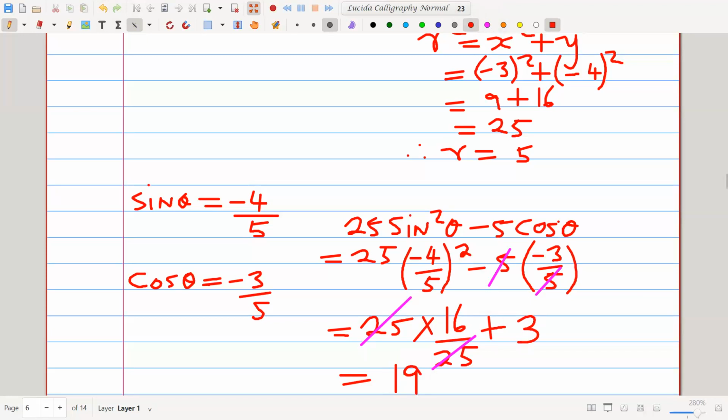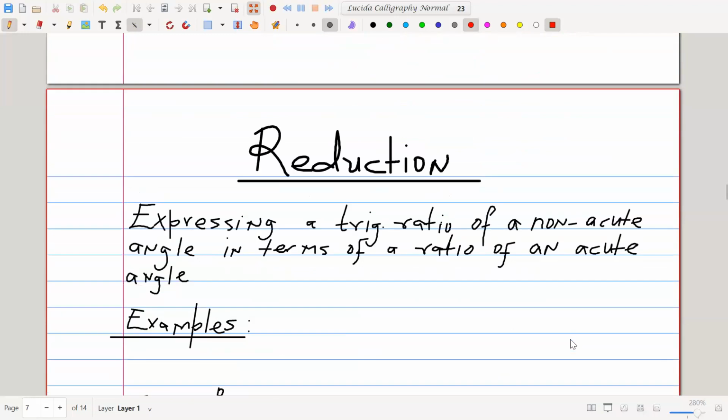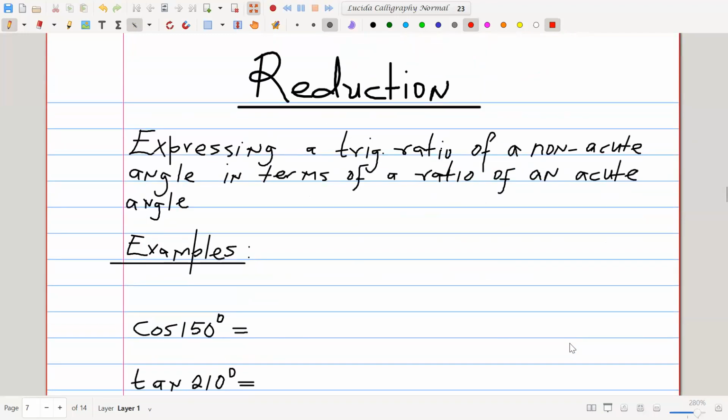So that's the example. Now moving to the next one, the next section will be about reduction. So what do we do here? What we intend to do is actually expressing a trig ratio of a non-acute angle in terms of a ratio of an acute angle.